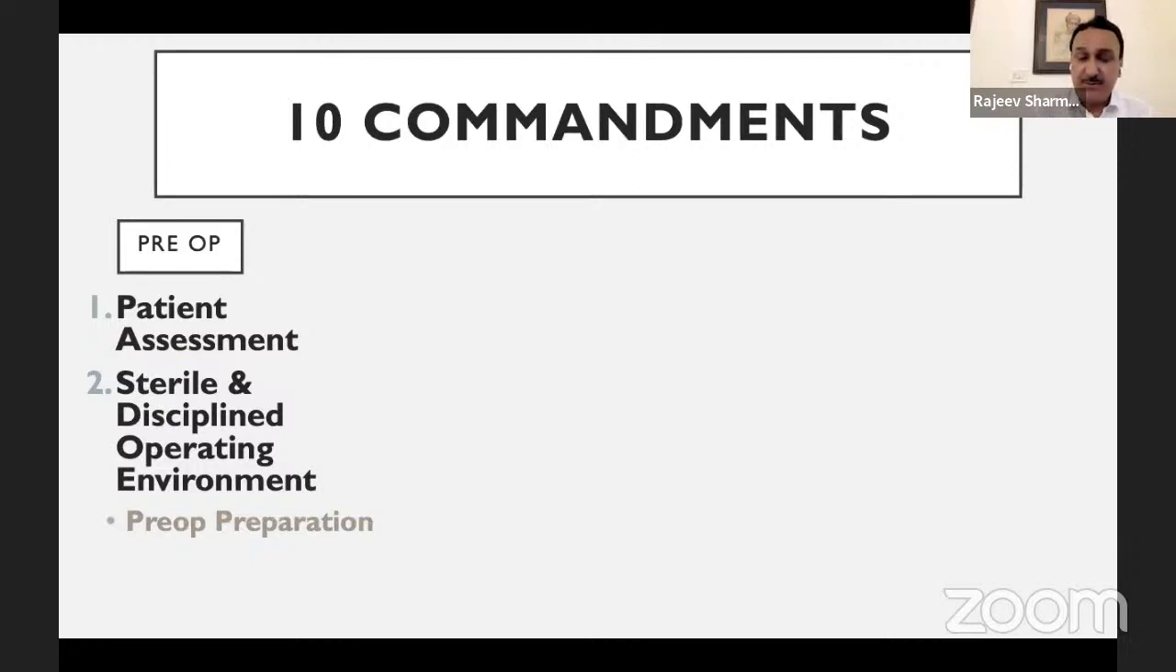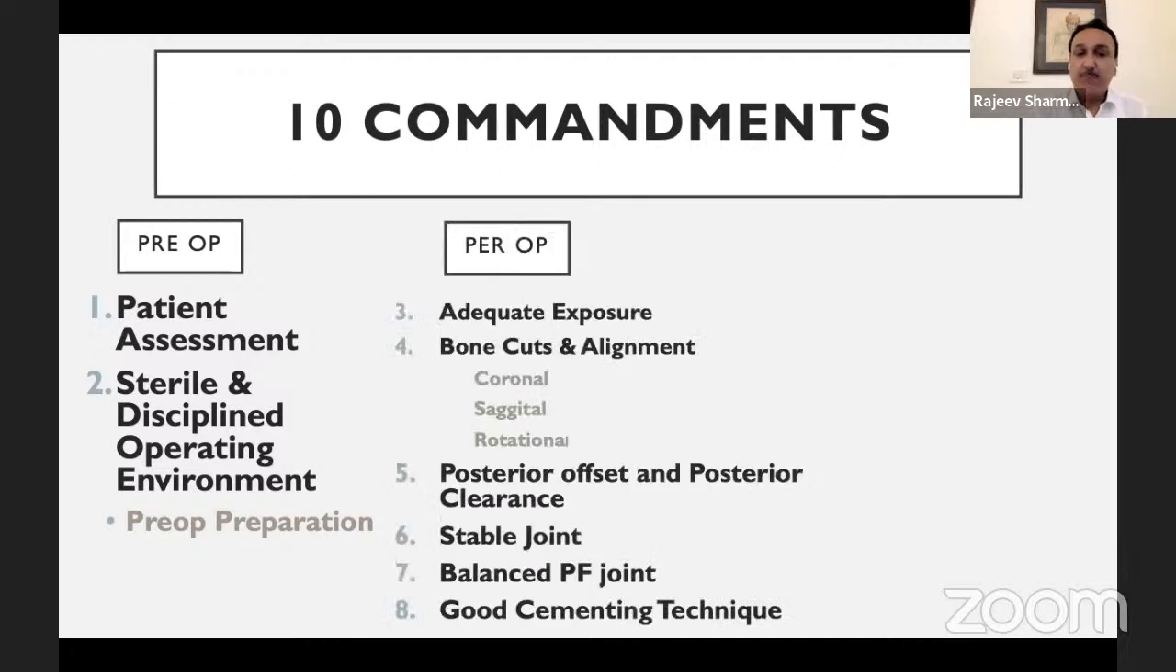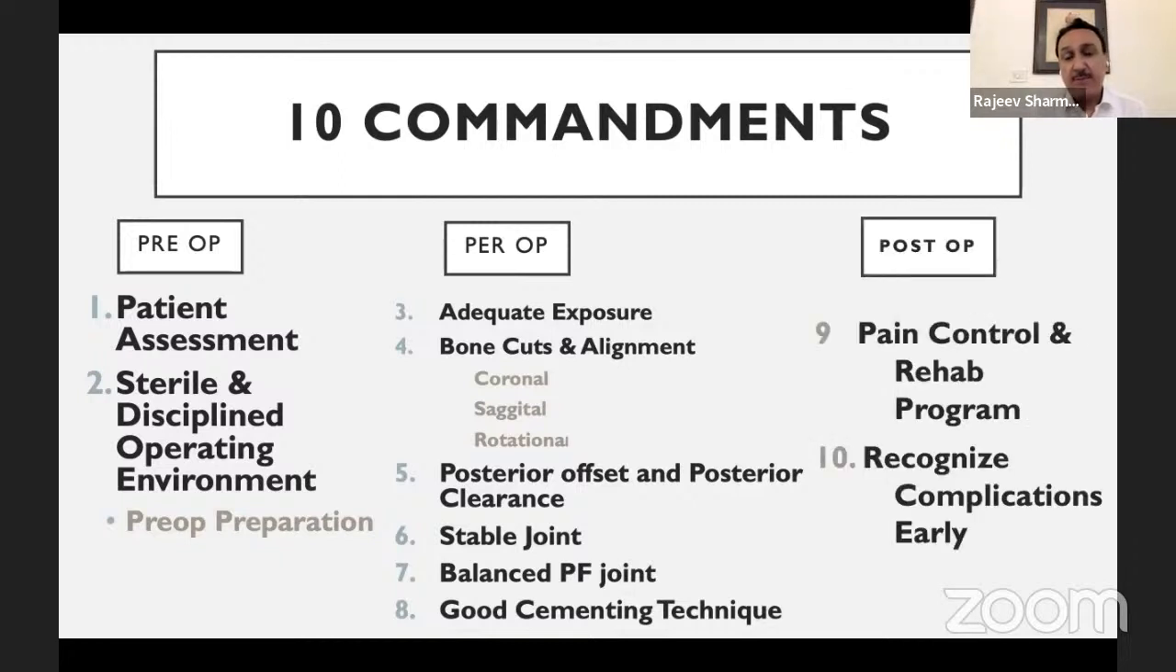First is the assessment of the patient. Then a sterile and disciplined operating environment, pre-op preparation of the patient, and per-operative adequate exposure. Proper bone cuts and alignment in all coronal, sagittal and rotational planes should be good. Posterior offset should be seen. There should be good posterior clearance and the joint should be stable. The patellofemoral joint should be balanced, without too much rotation laterally or internally. And there should be good cementing, which is very, very important. And then we see the pain management and rehabilitation of the patient.